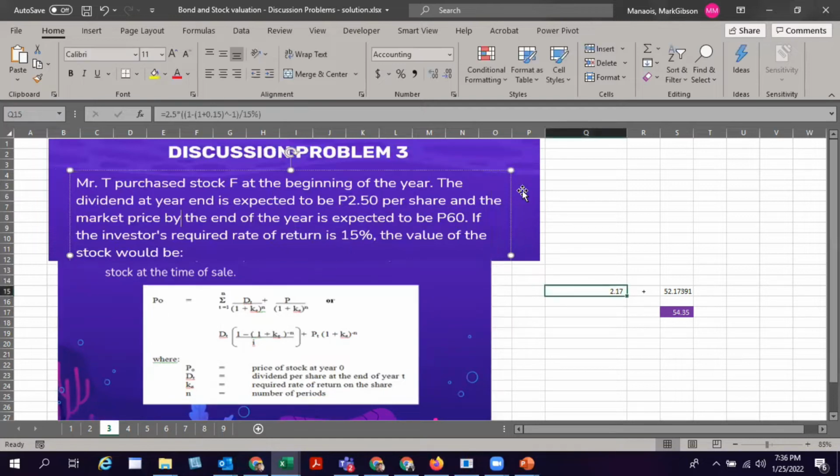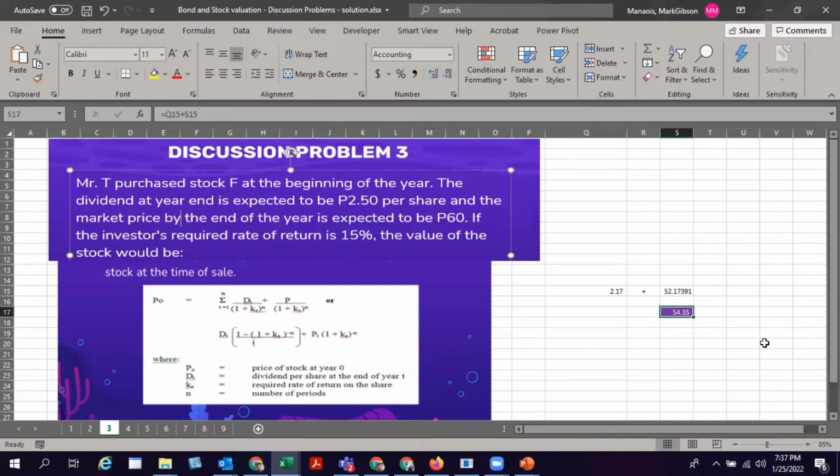So with that, let's apply it using the formula. Let's use formula number 2, and what you can do afterwards is try this one. You should be getting the same. So one by one, class. D sub t, that's 2.5, multiplied by 1 minus 1 plus 0.15 raised to minus 1, over 15%. So we broke down the formula into 2. Plus P sub T, that's 60, multiplied by 1.15, basically 1 plus 0.15 raised to minus 1. Again, use your scientific calculator or your basic calculator to derive this. So the answer to problem number 3 is 54.35.